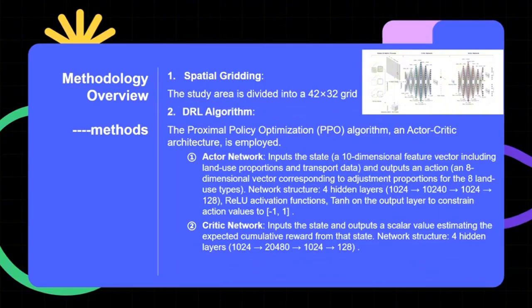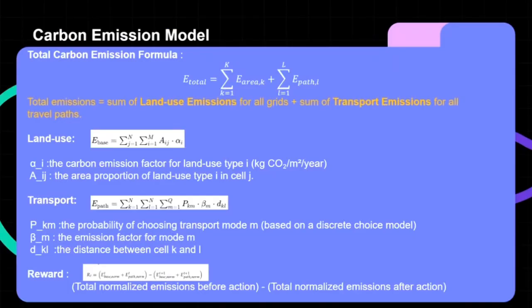In their model, total emissions consist of two parts: base emissions from land use and path emissions from transportation. Base emissions are calculated using an emission factor for each land use type, such as 28.5 per square meter for residential areas. Path emissions are estimated using a discrete choice model that considers mode probabilities and travel distance. The reward is the reduction in total normalized emissions after each step.